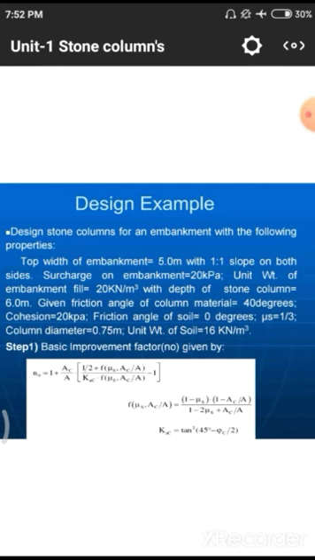First one, design a stone column for an embankment with the following properties. What are the properties we need to have to design a particular stone column? First of all, the width of the embankment is given as 5 meters with a 1:1 slope, means the slope is equal on both sides, and the surcharge on the embankment is 20 kilopascals. Next, unit weight of embankment is 20 kilonewton per cubic meter, that means it is the density. The depth of the stone column is up to 6 meters, that means nearly 20 feet we need to dig.